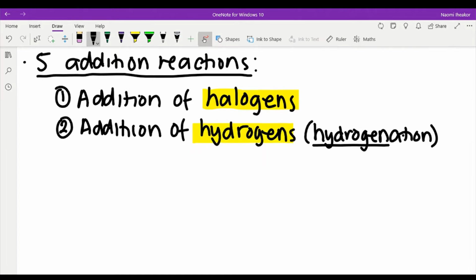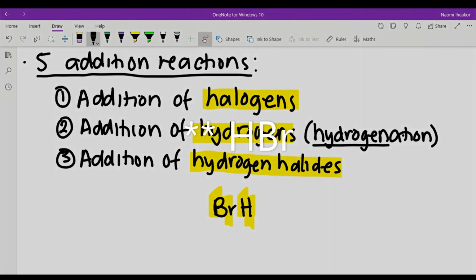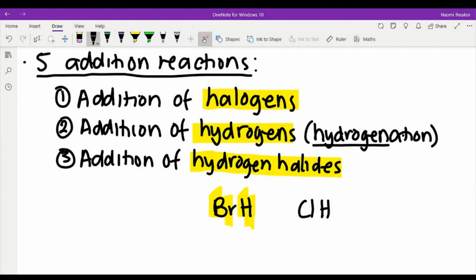The third type of addition reaction will be looking at the addition of hydrogen halides. Now, hydrogen halides, as the name sort of alludes to, is where we have a halogen bonded to a hydrogen. So for example, we might have the bromine hydrogen halide, where we have the halogen bromine bonded to the hydrogen. Another example is the chlorine hydrogen halide, where we have the chlorine halogen bonded to a hydrogen. So it's simply where we have something from group 17 bonding to a hydrogen. That's what we call our hydrogen halide. So we'll look at the addition of hydrogen halides.